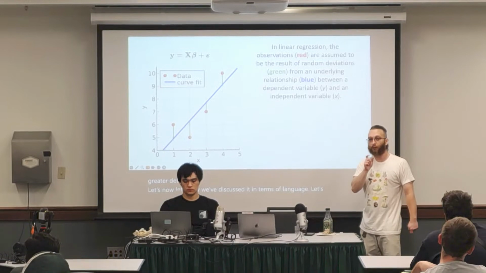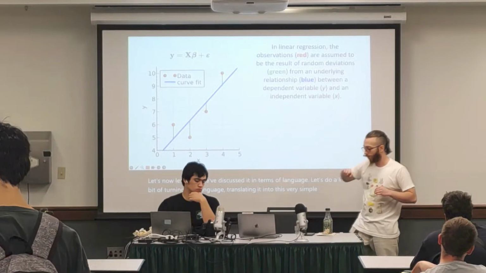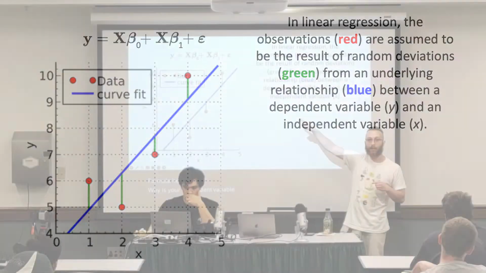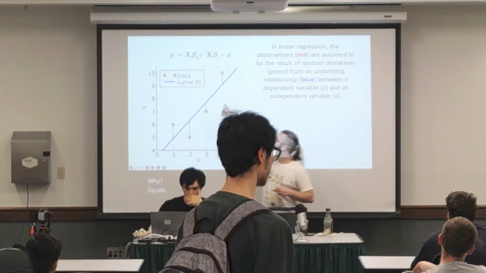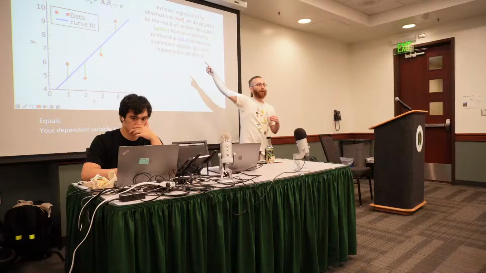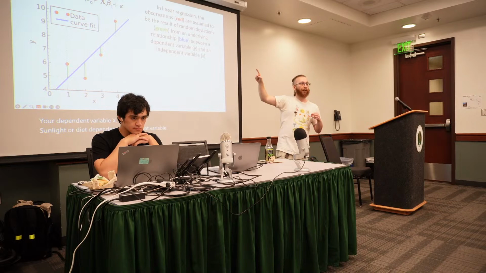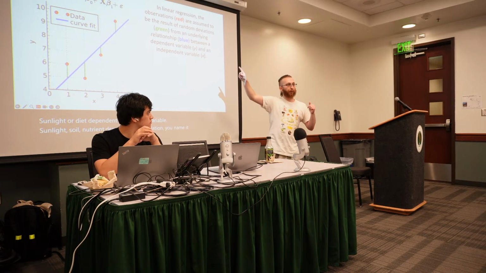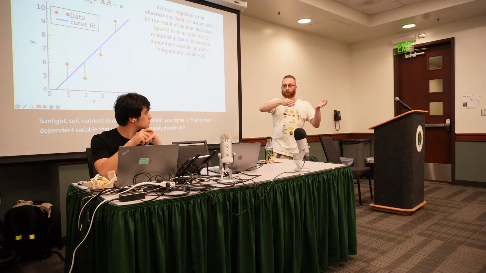But we've discussed it in terms of language. Let's do a little bit of translating that language into this very simple formula here. So y is your dependent variable. How big does the almond tree get? Y equals your dependent variable. x, sunlight, or did I say dependent? Independent variable. Sunlight, soil nutrient density, pest population, you name it. That is your independent variable that will ultimately decide the dependent variable, right?